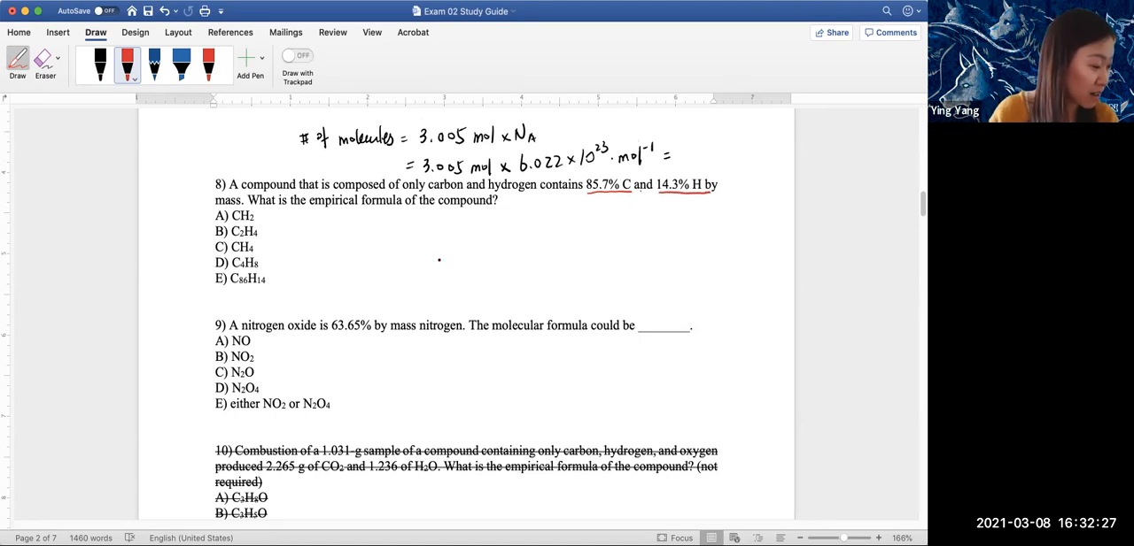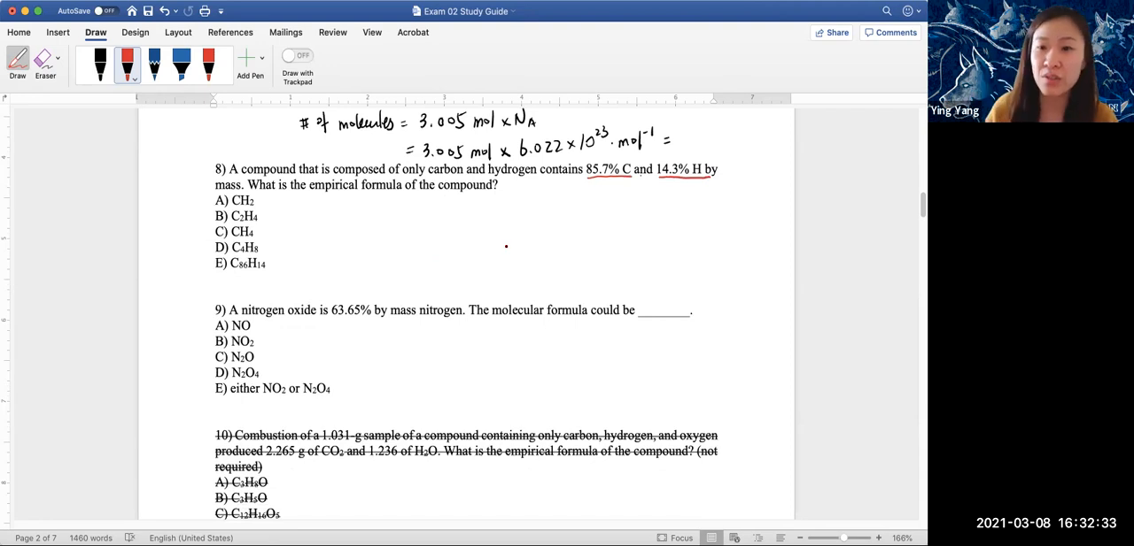Yeah, so here, given the weight percentage or percentage by mass, you're asked to find out the empirical formula. So the way we showed you to do this in the class is you write down the elements, don't miss anything. Sometimes there could be 3 or even 4 different elements. Okay, carbon and hydrogen, and assume you have a total mass of 100 grams. And within that 100 grams, 85.7 grams is carbon and 14.3 grams is hydrogen.